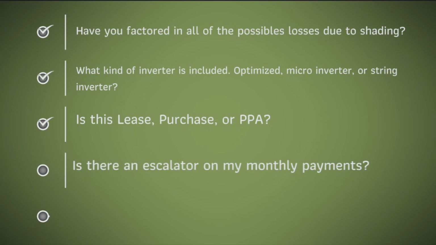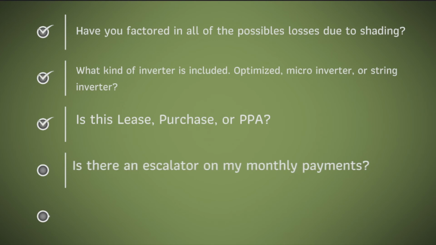Another great question is, is there an escalator on my monthly payments? An escalator is an annual escalator of the monthly payment that you pay for the solar equipment. If there's an escalator, that means typically you're going to be increasing by 1.9% to 3.9% every single year on the monthly payment. That happens with PPAs or leases.